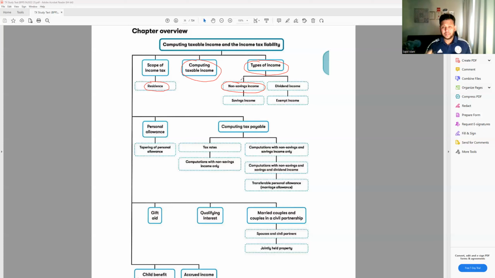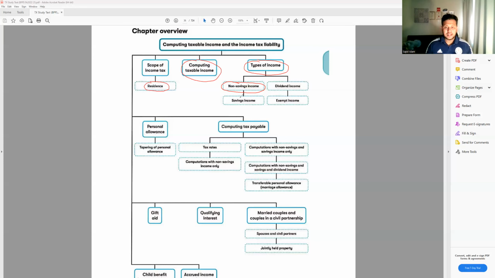So if I deposit some money and I receive some interest, that's the saving. But the example of non-saving income is the employment income and the property income. Normally, the employment income and the property income you're going to see in the exam will be treated as non-saving income.